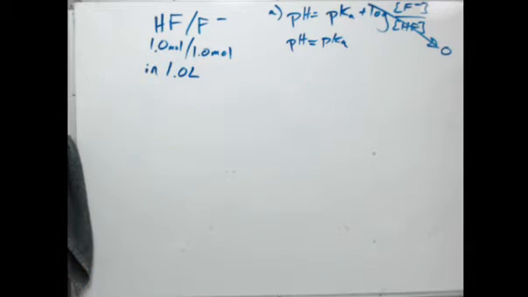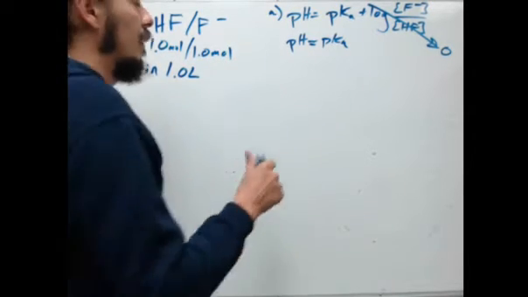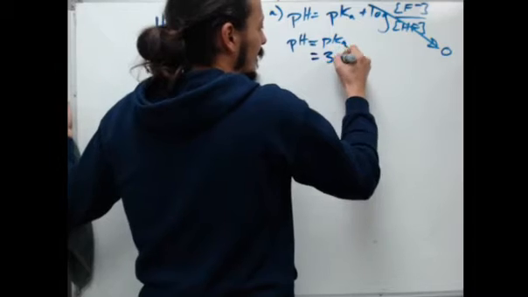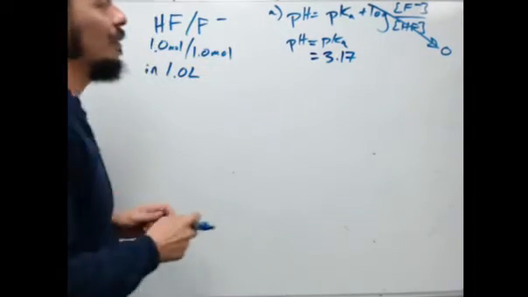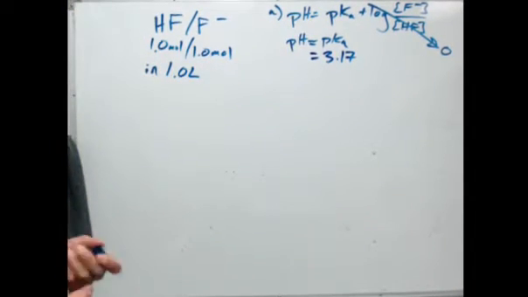Oh no. 7.2 times 10 to the negative 4. No, pKa. Yeah, 3.17. Okay, yeah, so that was the Ka. Very close, right? Just taking the negative log of that number and we're good. So that's part A. What's part B?